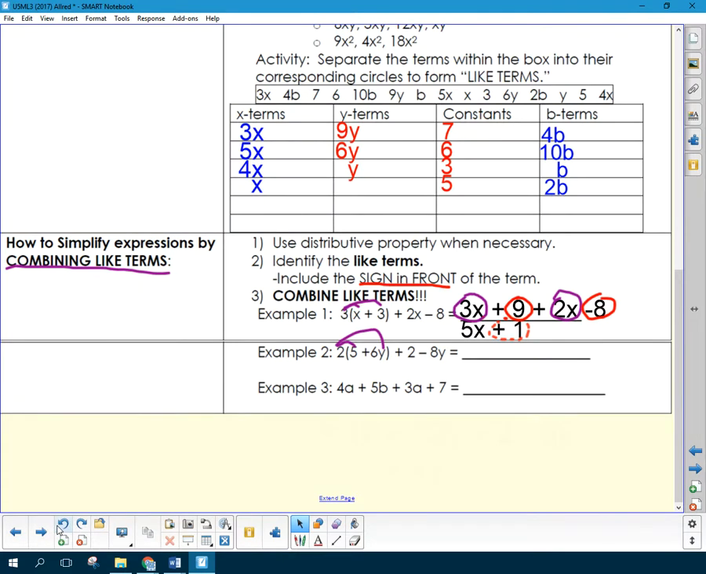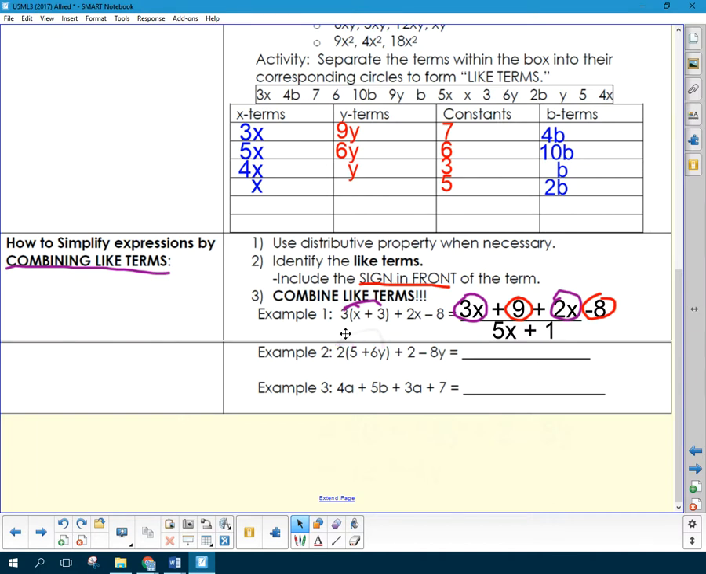And now, y'all, now I have a simplified expression. This is the simplified expression of 3x plus 9 plus 2x minus 8. That's the simplified expression there. So you're done with example 1. Example 2, I'm going to do this one for you too.